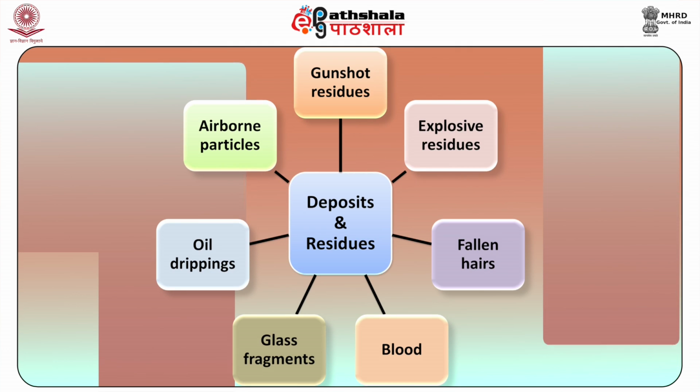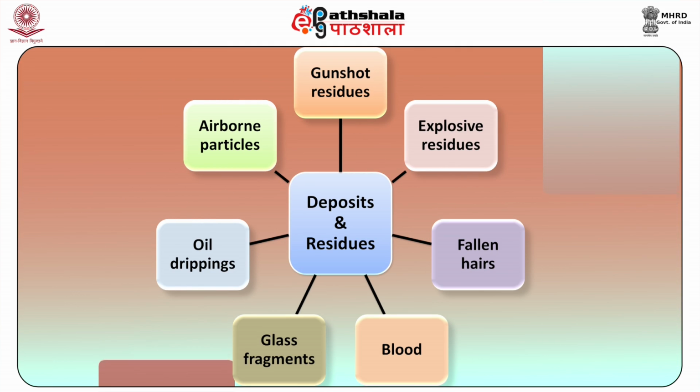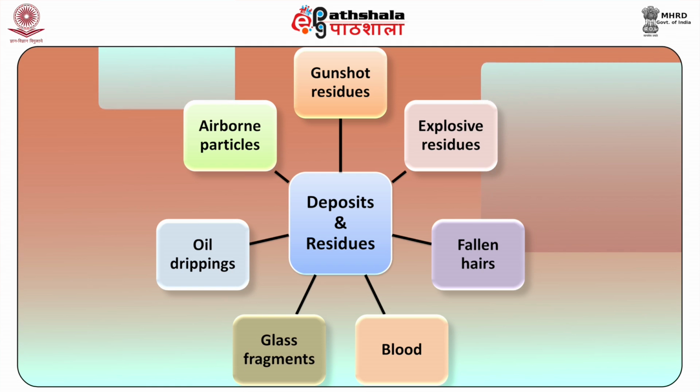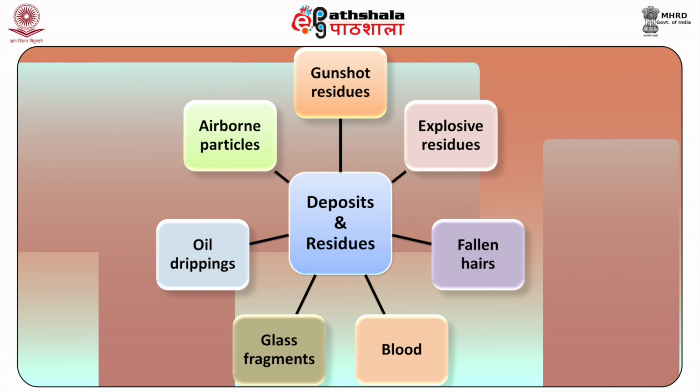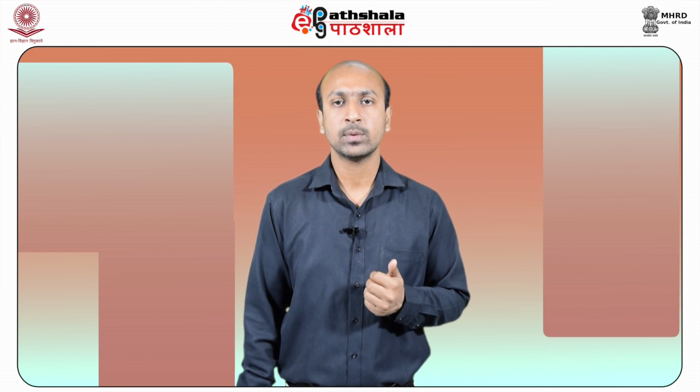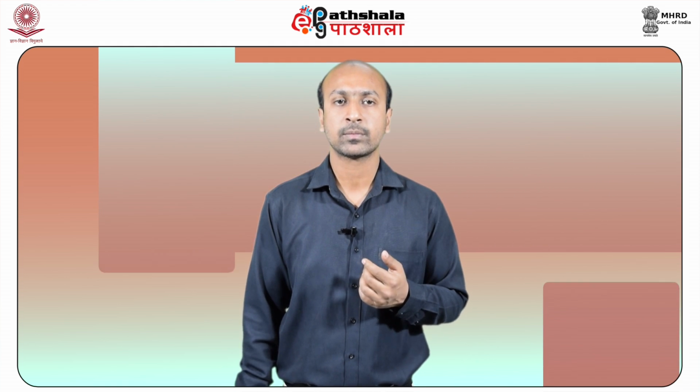GSR, gunshot residues, explosive residues, fallen hairs, blood, glass fragments, oil drippings, and airborne particles are examples of this category. Such evidence may possess both class and individual characteristics and play an important role in the construction of an event.